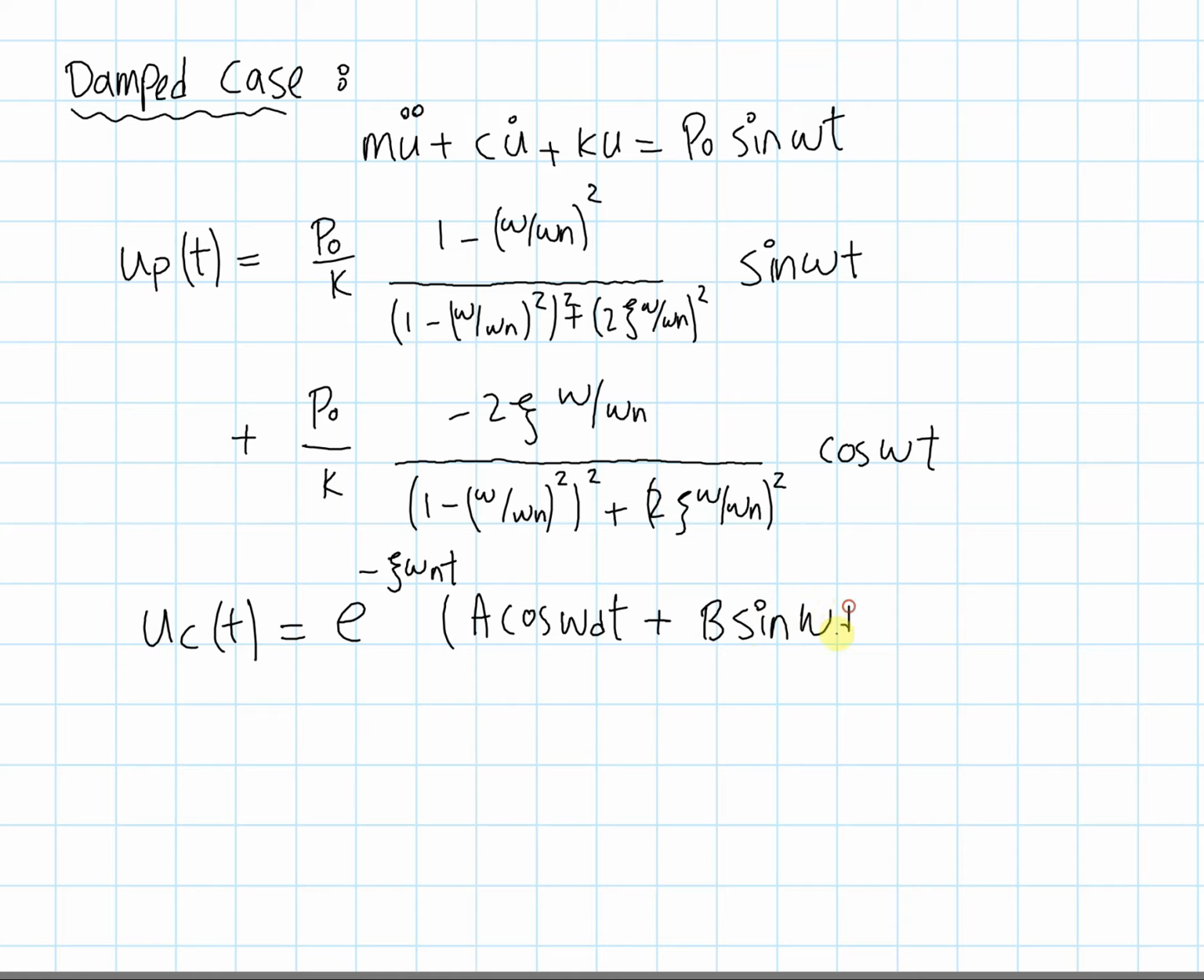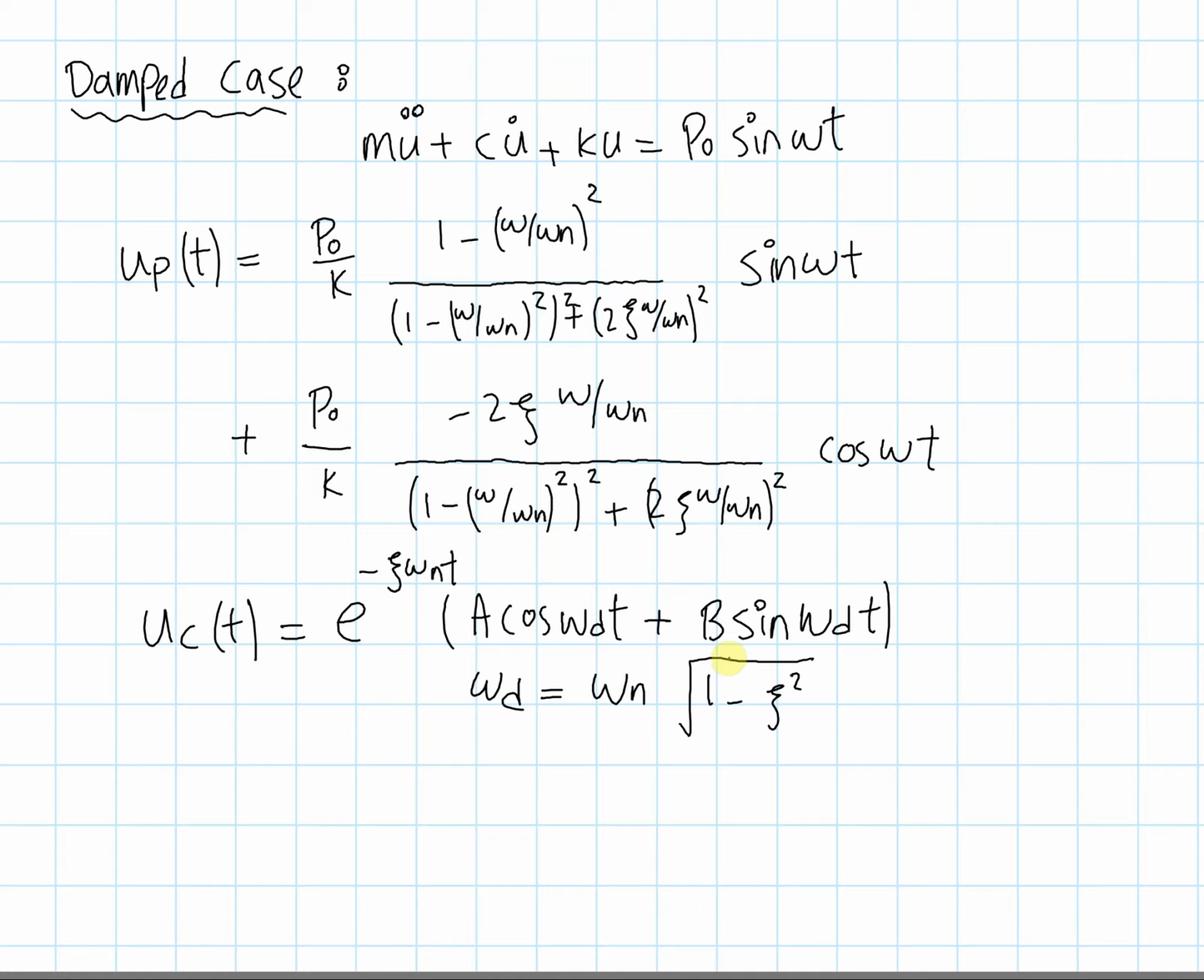And here it is. This is our solution. If you recall, omega d, which is the damped natural frequency, is equal to the undamped natural frequency times the square root of 1 minus zeta squared.